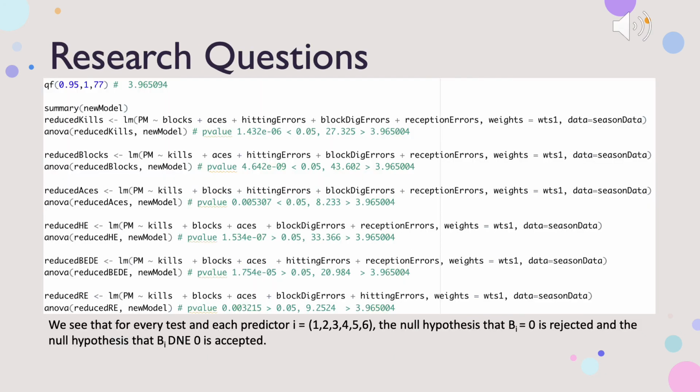By running the global test, we see that for each predictor i, for 1, 2, 3, 4, 5, and 6, all of our x's, the null hypothesis that beta i equals 0 is rejected. The alternative that beta i does not equal 0 is accepted. In each situation, we see that our p-value is less than 0.05, and our F value is greater than the critical value of 3.965004.